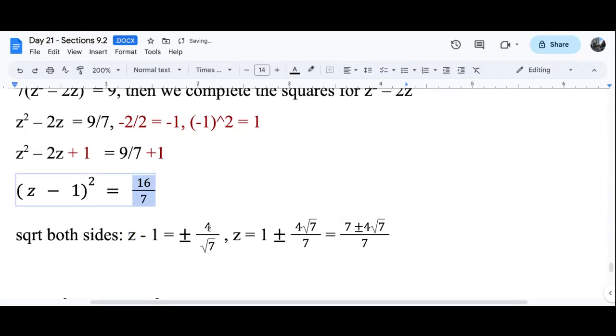We square root of 16, we get 4. We square root of 7, we get square root of 7. When we square root, we have to write two values. One is positive, one is negative. Then we add 1 on both sides. So we get this one. Then 1 is 7/7. So we can write in this way too. Any questions?